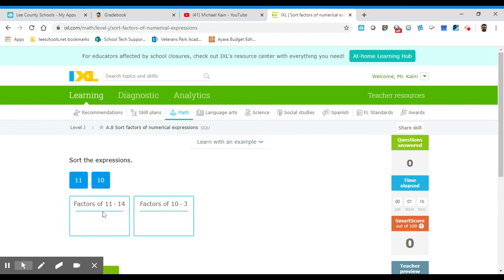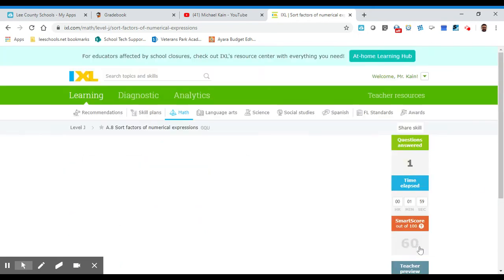So it's looking at factors of 11 times 14 and factors of 10 times 3. Factors of 10 times 3, or 30, and factors of 11 times 14. So, first off, if your answer will end in a 0, it's always going to have 10 as a factor because 10 will multiply to anything that ends in a 0, right? So 10 times 3 is 30. So 10 is a factor of 30. And when you have the base factor of 11, then this is definitely going to be a factor of 11 times 14. Let's check that.